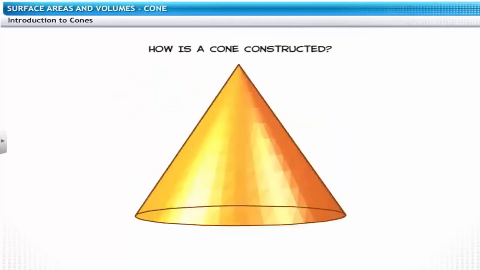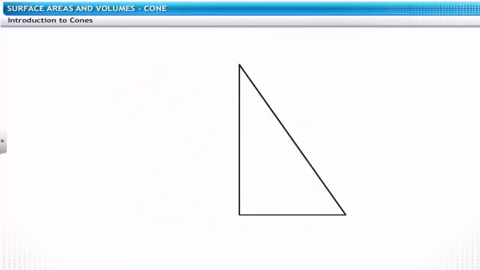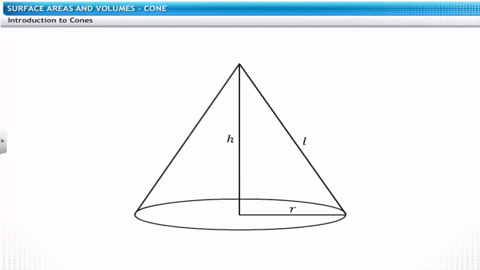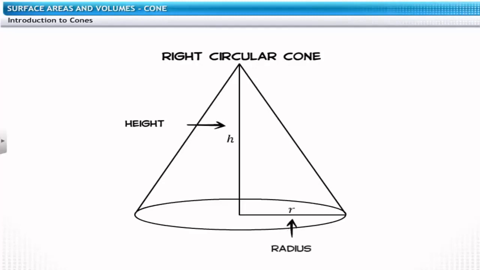Next, let's see how a cone is constructed. Let's take a right-angled triangle. If the triangle is quickly rotated along one of its sides, we can see a figure being formed. This is a right circular cone. The side along which the triangle is rotated becomes the height h of the cone. One of the two sides becomes the base radius r of the cone. A cone has a slant height L.